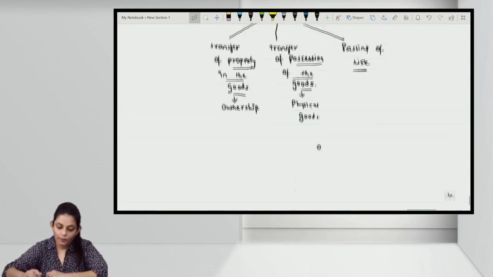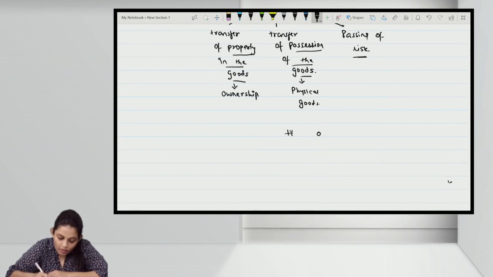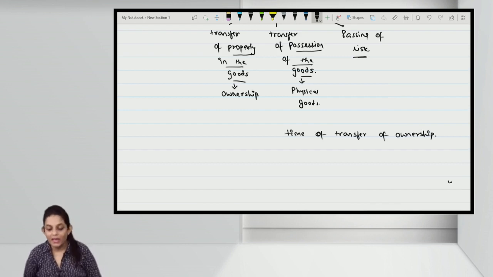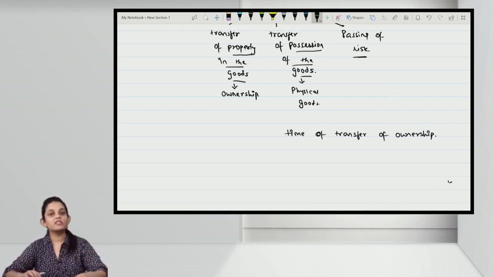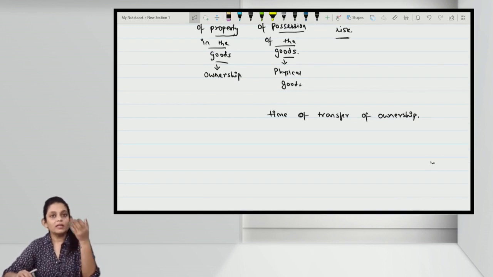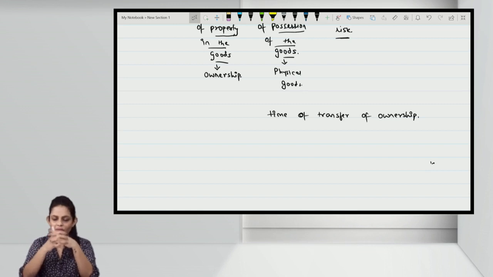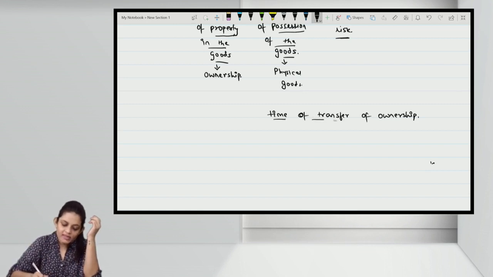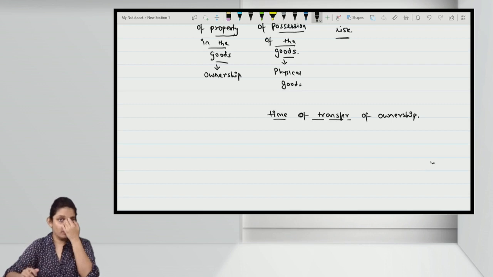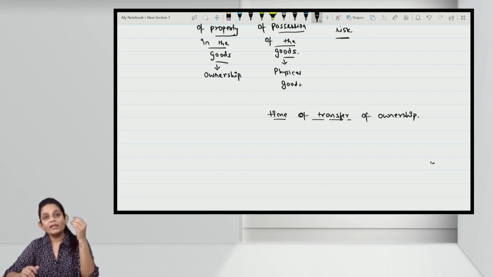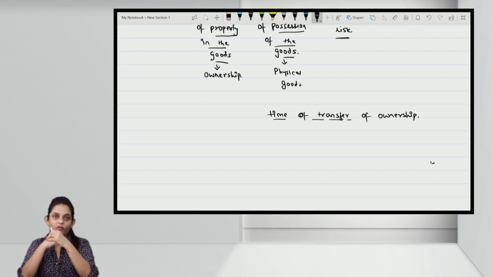Now the next topic. Now what is important to know is, when does the ownership transfer from the seller to the buyer? When is the time when the transfer of ownership takes place from the seller to the buyer? So the next point of discussion here is, what is the time when the ownership transfers from the seller to the buyer? Why is it important to know the time of transfer of ownership?